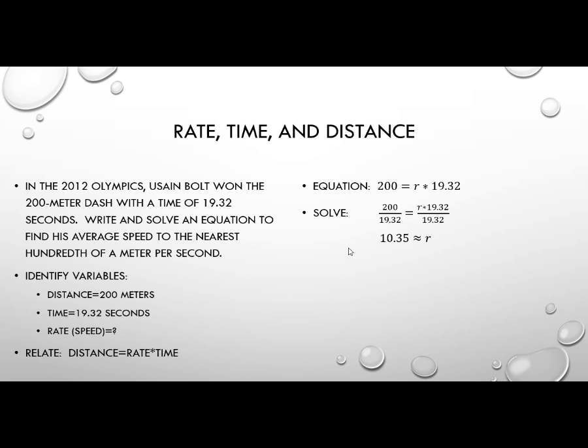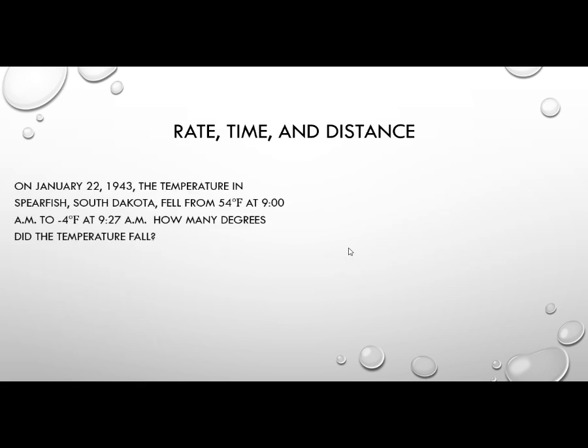Now, this is great and all, but it doesn't actually answer the question. If you're given a word problem, give a word answer. We were asked to find his average speed to the nearest hundredth of a meter per second. Well, Bolt ran approximately 10.35 meters per second. And now I've given my answer, and that's done. Let's take a look at this process again using a different problem.